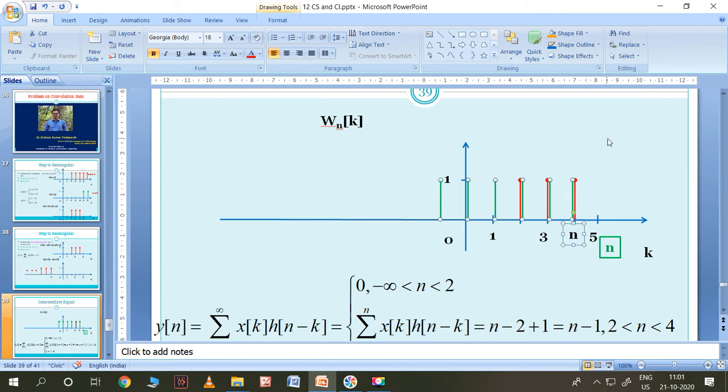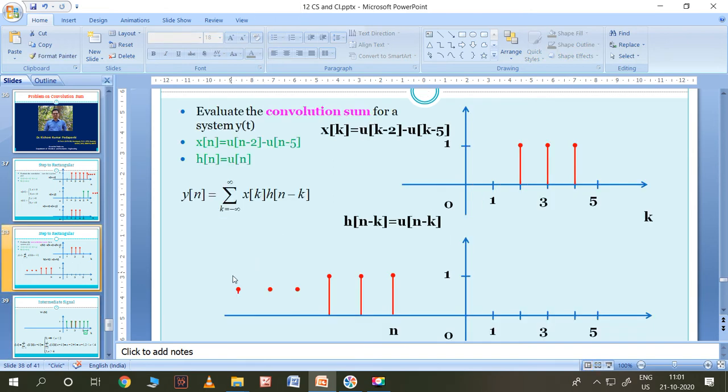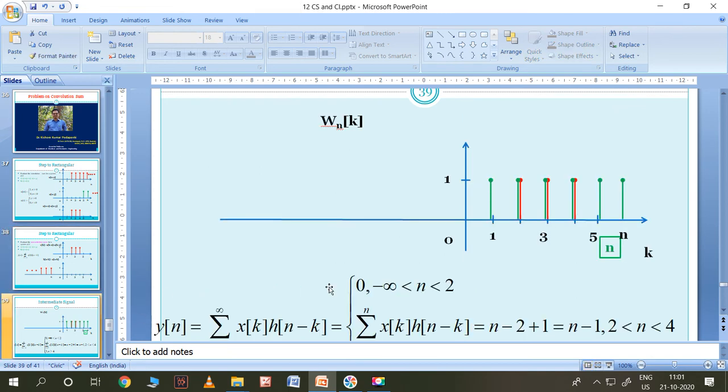3. If I move n equal to 5, what will happen? What is the value? Again 3. Next, n equal to 6, what is the value? Again 3. So it goes on up to infinity, because all these values are unity only. Understood? All the values are 1 only. So wherever you go, even if n goes to infinity, these values are 3 only.